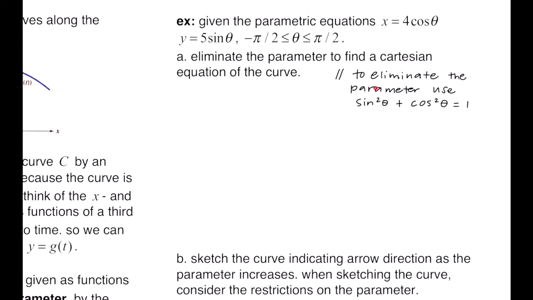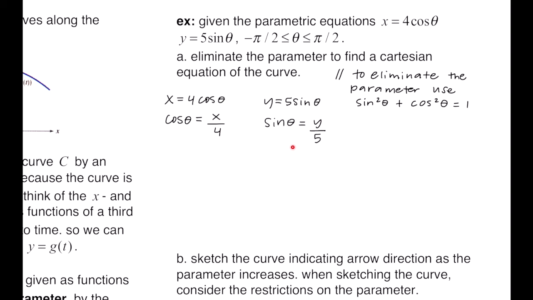So in order to use this, we need to first isolate cosine theta and sine theta. So to isolate cosine theta, we're going to divide both sides by 4. So we end up getting that cosine of theta equals x divided by 4. We're going to do the same thing over here. We're going to divide both sides by 5. So we end up getting that sine of theta equals y divided by 5.